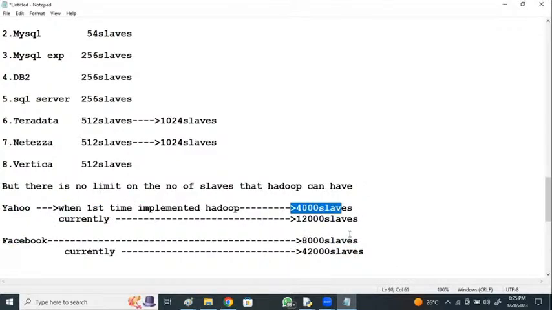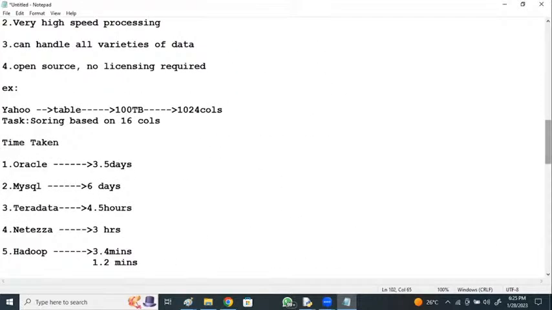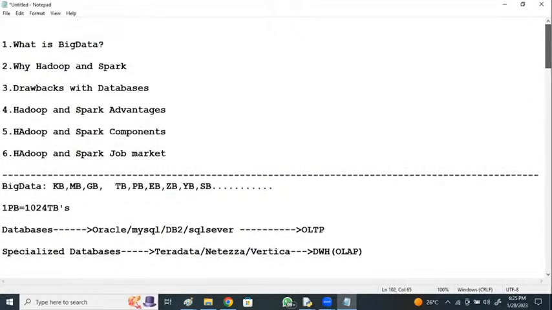Initially, it was using 8,000, and currently it is using this many. So there is no limit on the number of slaves Hadoop can have, but there is a limit in other databases. From the storage point of view it is proven, and from the processing point of view it is proven in the market. Understood? What is Hadoop, why Hadoop, and the drawbacks with databases.